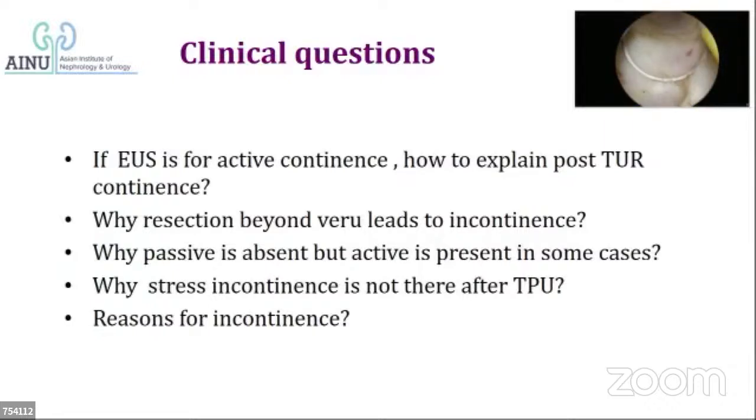Why is passive continence absent but active continence present in some cases? You do a resection, you get the patient back again, and you ask them to hold. He will be able to hold and the urine doesn't leak, but when he doesn't hold, it leaks. But why is this happening?